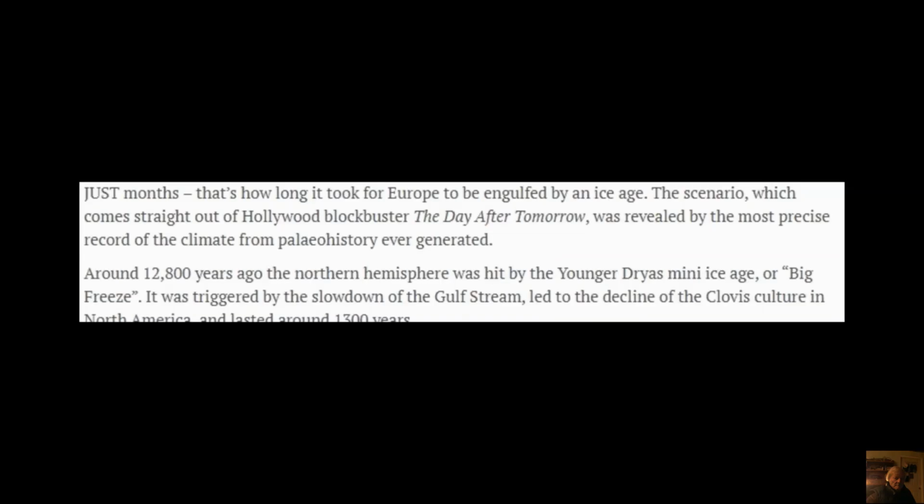We can use the ice map too to match up, and they correlate pretty close. Now this is about the Younger Dryas mini ice age. They think maybe it only took a few months for the latest glaciation, I should say. It keeps calling it an ice age, but it's not really. It's a glaciation period.